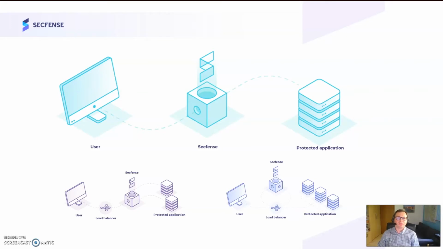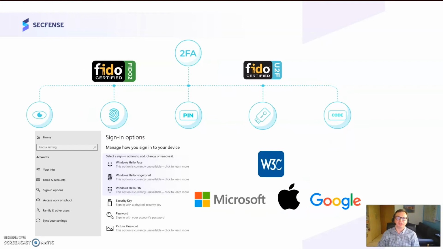Our customers mainly utilize load balancers like F5 or HA proxy, in the ways pictured on the schemas below. We deliver Secfense as a virtual appliance or, if requested by the customer, as a physical machine. I mentioned the second factor a few times, so let me explain what methods we offer.